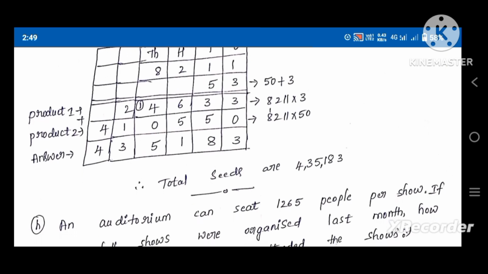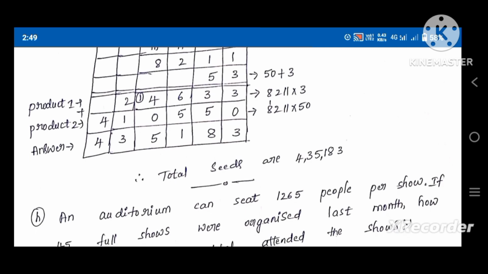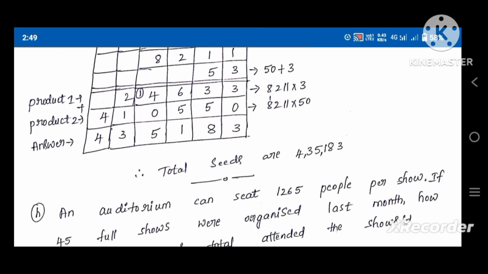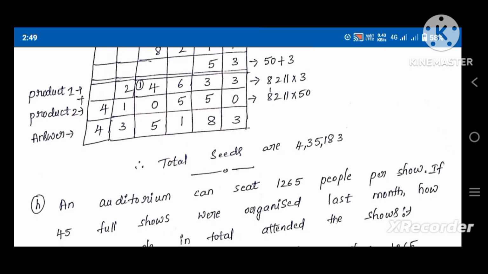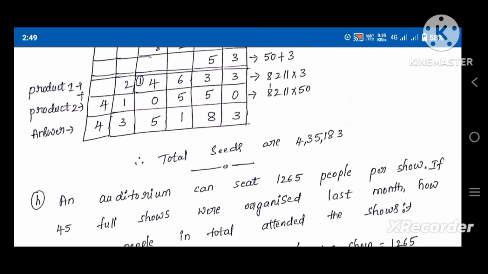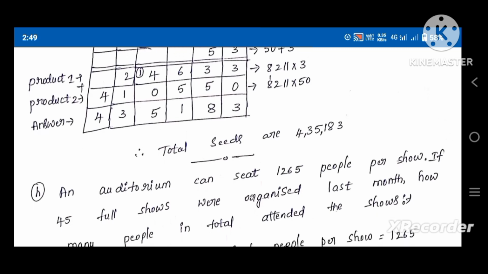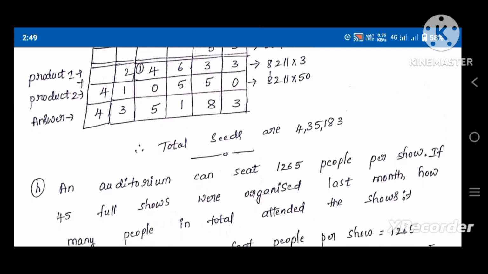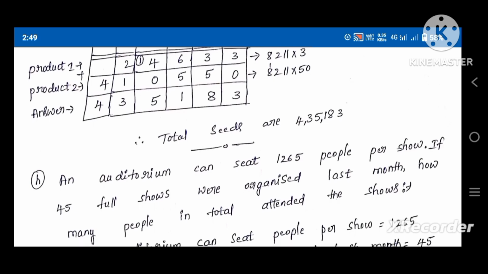Product 1 is 8,211 into 3. Product 2 is 8,211 into 50. Answer is 4,35,183. Total seeds are 4,35,183.